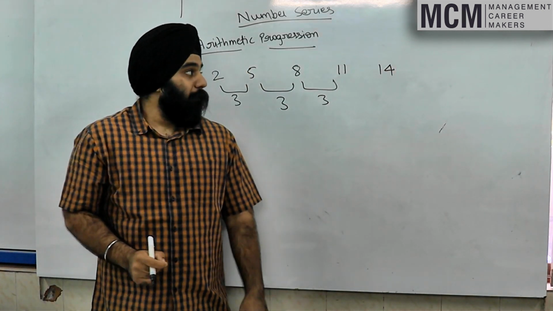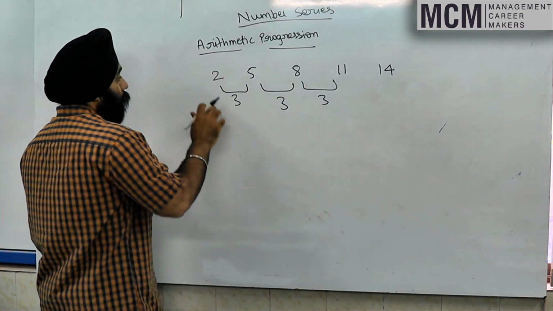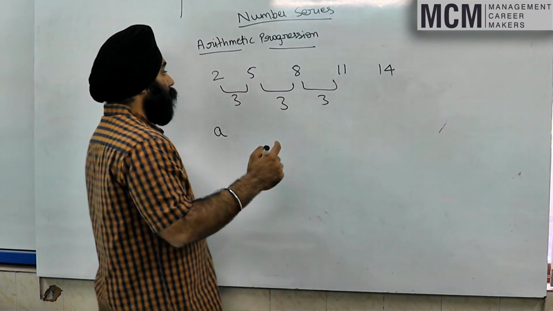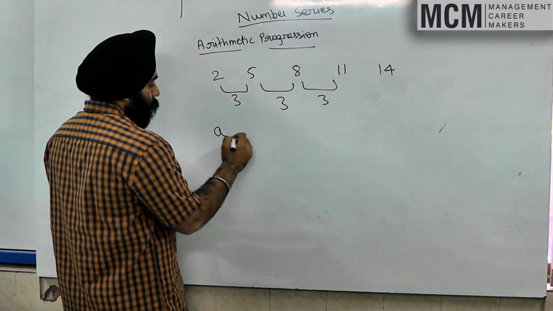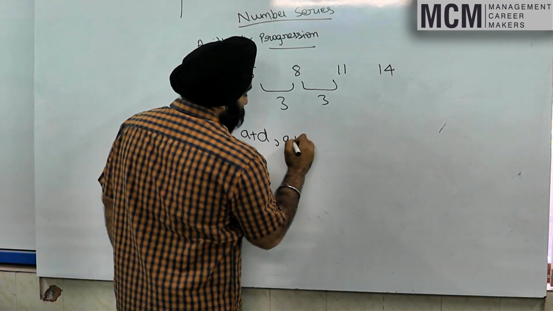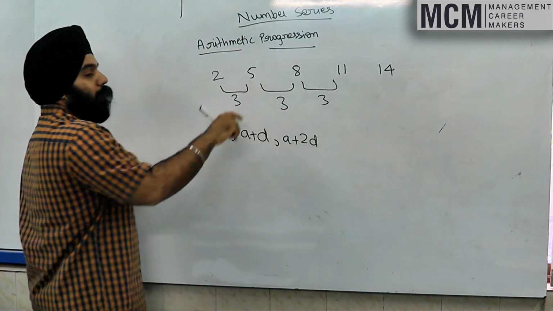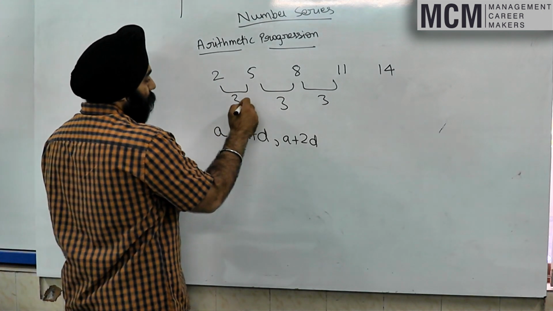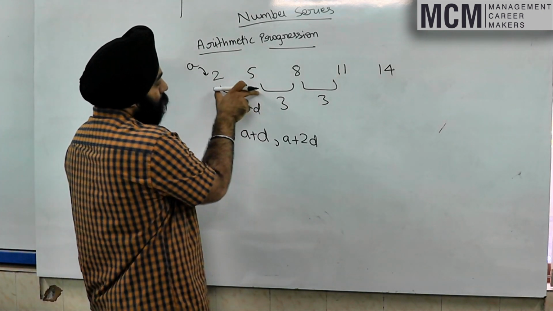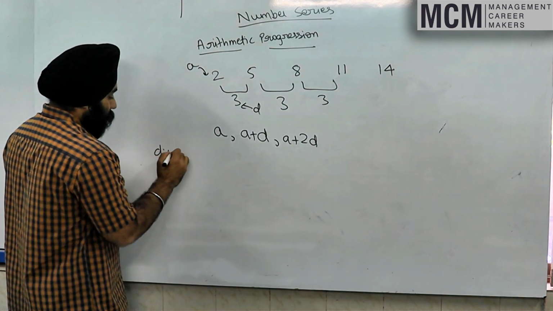Now, let's try to find a generalized form of arithmetic progression. If I write down 2 as A, which is the first term of the series, the next term of the series will be A plus D. After that is A plus 2D. Now what is D over here? D is the difference between the two terms. So in this example, this value is D, this value is A. The difference between the two terms is 3, which over here is D. D represents the common difference.